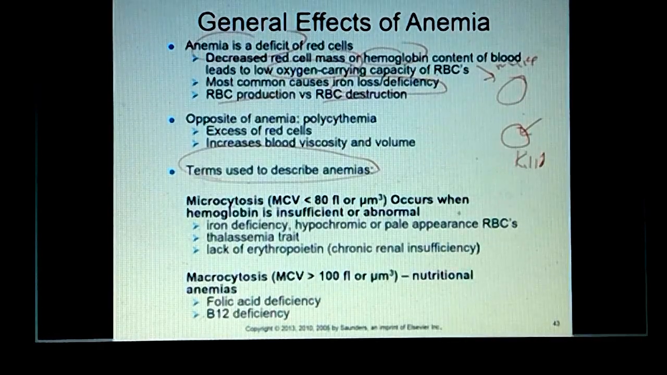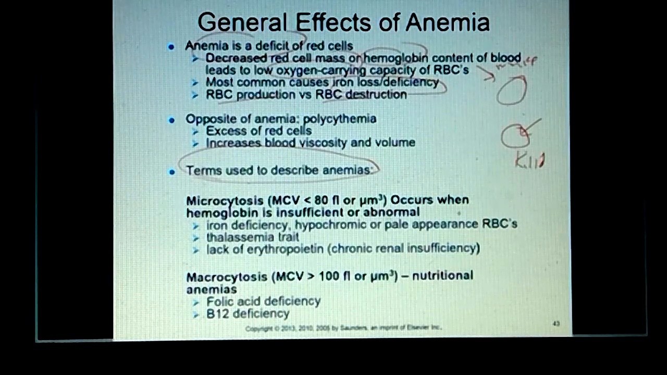About the type and the nature of the anemia, the first one is microcytosis. Microcytosis means that the cells are too small, the red blood cells are too small. Their MCV is less than 80 femtoliters.